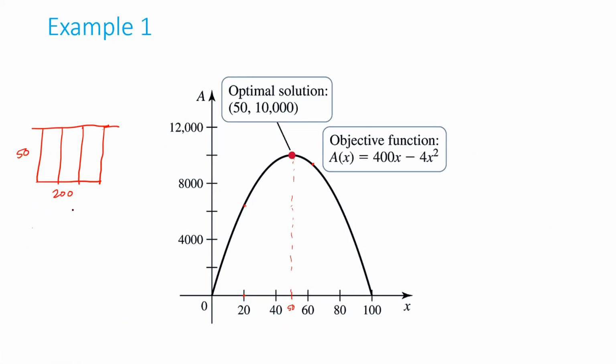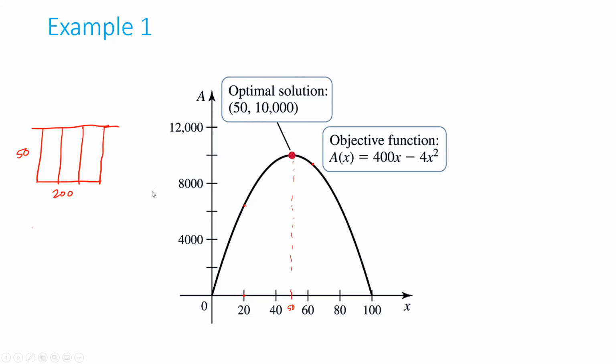And so, notice that if we had other configurations, they would have smaller area enclosed. This is the one that we know is always going to give us the maximum area enclosed. Okay.